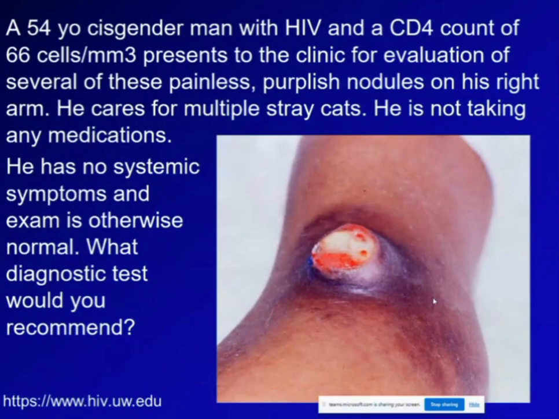All right, now, Kurt, you were reading ahead. This case is going to match what you were looking for. Cisgender man with HIV and a CD4 count of 66 cells, presenting for clinic evaluation of several painless purplish nodules on the right arm. Multiple stray cats. He's not taking any medication. No systemic symptoms on exam. What diagnostic tests would you recommend?